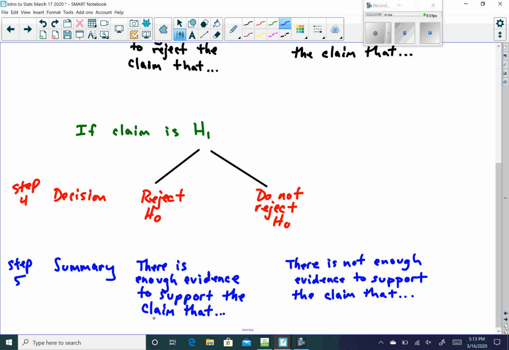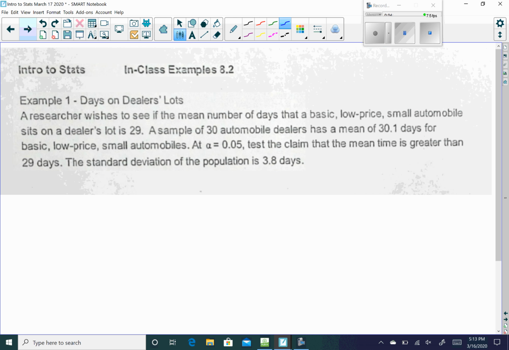So there's enough evidence to support the claim that, and then if we do not reject the null hypothesis, this kind of means we're going with it. So we can't support our claim. There's not enough evidence to support the claim that, again, whatever may be the case. So we're going to take a look at some examples, 3 examples here.